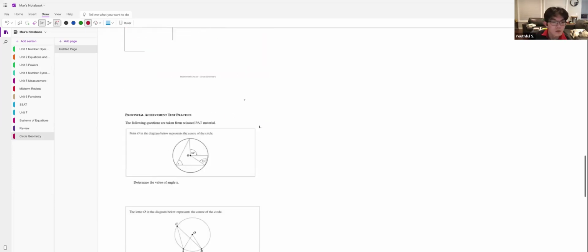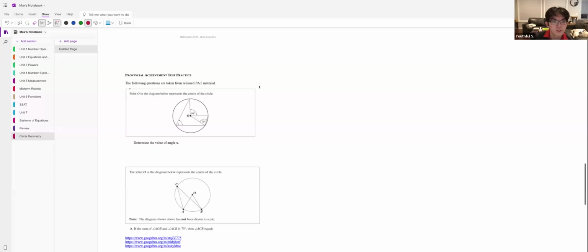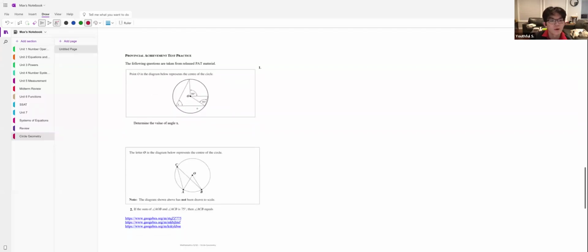All right. PAT practice. The following questions have been taken from released PAT material. Point O is the center of the diagram below and represents the center of the circle. I read that so wrong, but it still made sense anyways. All right. Determine the value of angle X right here.